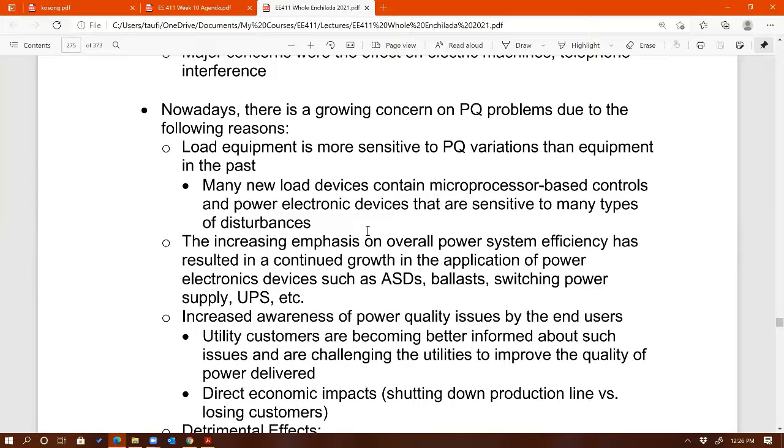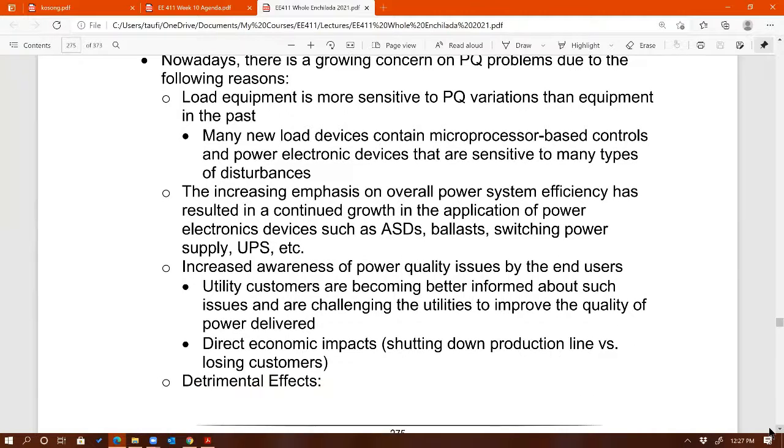So keep in mind that nowadays we have more and more sensitive loads, microprocessors, the same way, right? PLCs, microprocessors, those are sensitive loads, and they're not meant to see distortion in voltage as well as currents, right? So that's the first problem. That's the reason why the PQ problem is increasingly important, because we have many loads that are now sensitive to voltage quality as well as current quality, right?